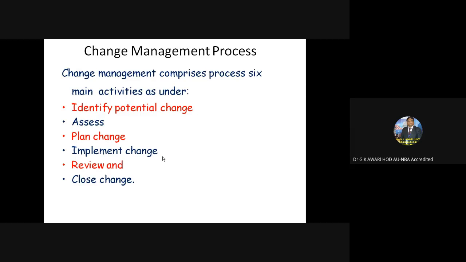So let us see what the change management process is. Change management comprises processes of 6 main activities. First one, identify potential change, what you need to change. Assess it. Plan the change. Then implement change, review and close the change. Okay, identify the potential change.